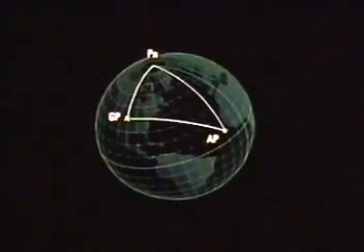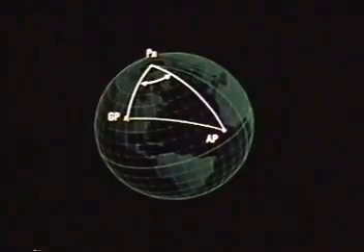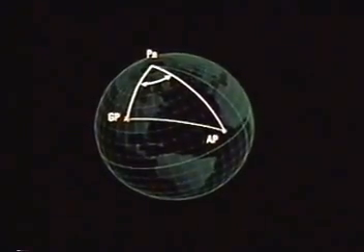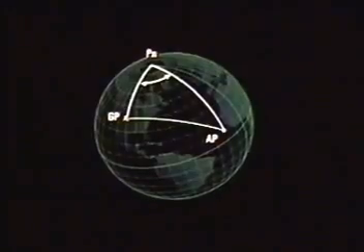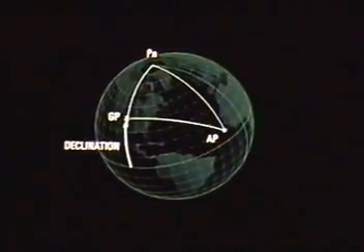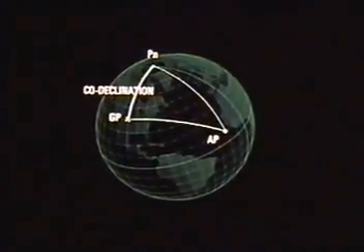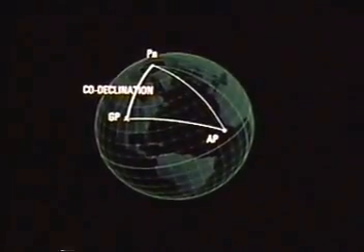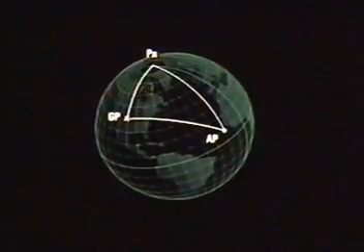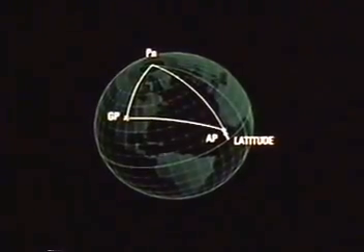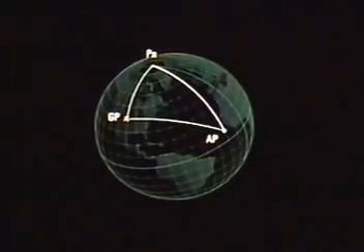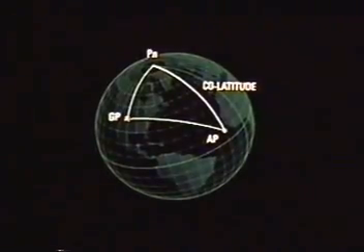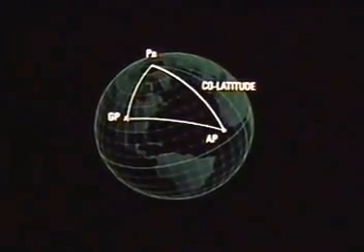As you remember from your geometry, if you know the length of two sides and the included angle of any triangle, you can quickly determine the other side and angles. If you know the declination, you know this side. Codeclination, or polar distance of the observed celestial body. 90 degrees minus the declination. If you know the latitude of your assumed position, you know this side. Colatitude. 90 degrees minus the latitude.